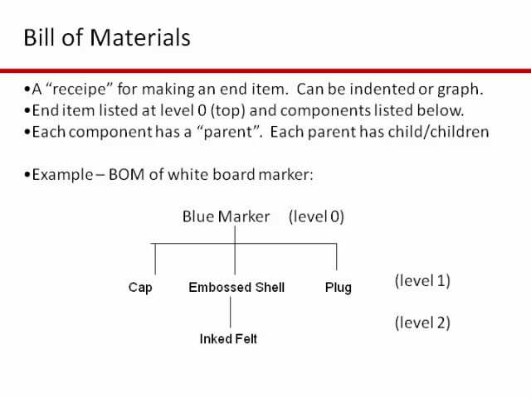Let's say that we make our own inked felt, or we buy ink felt. Well, before we can combine the embossed shell to make a blue marker, we have to put the ink felt into the embossed shell. And so that is called level 2. All right, so inked felt is a child of the shell. The shell is a child of the blue marker.